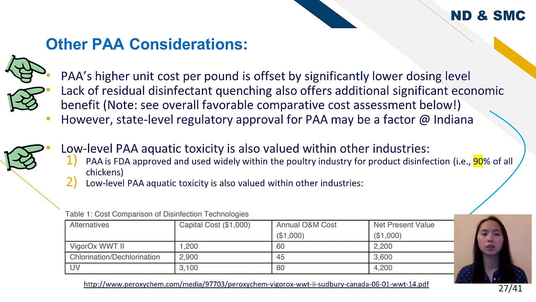On the contrary, peracetic acid's low-level aquatic toxicity is valued by other industries. That being said, peracetic acid also has applications in food, beverage, medical, and pharmaceutical disinfection. As an example, the FDA has approved of peracetic acid for disinfection of 90% of the chickens in the US.